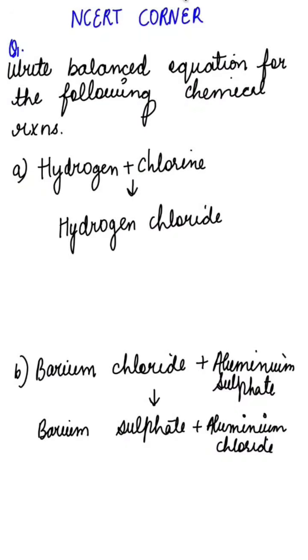We are going to discuss the first question of the NCERT text questions. Okay, so this is the NCERT exercise. Our second question is: write balanced equation for the following chemical reaction. We have to write a balanced equation for the following chemical reaction. So now let's proceed with the first reaction.